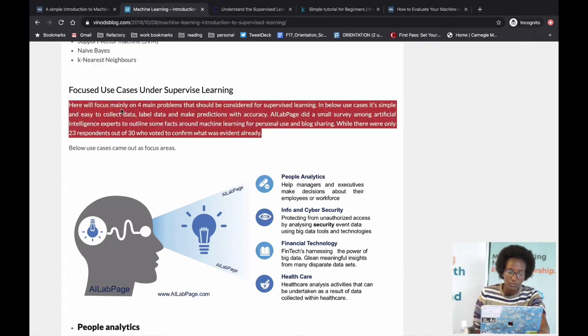So here we will focus mainly on 4 main problems that should be considered for supervised learning. In the use cases below, it is simple and easy to collect data, label the data, and make predictions with accuracy. So AI Lab page did a small survey among artificial intelligence experts to outline some facts around machine learning for personal use and blog sharing. While there were only 23 respondents out of 30 who voted to confirm what was evident already.